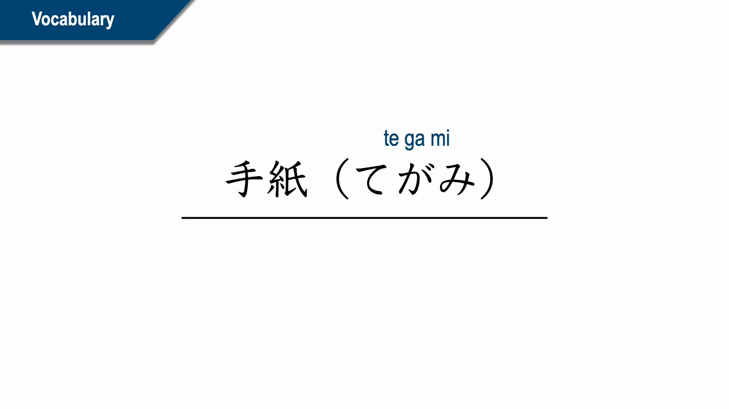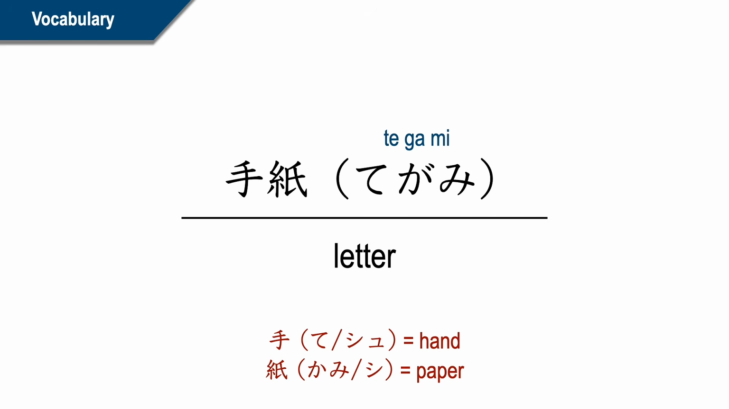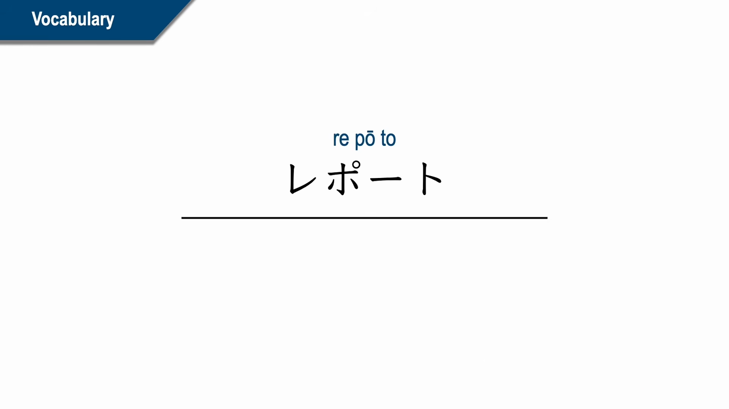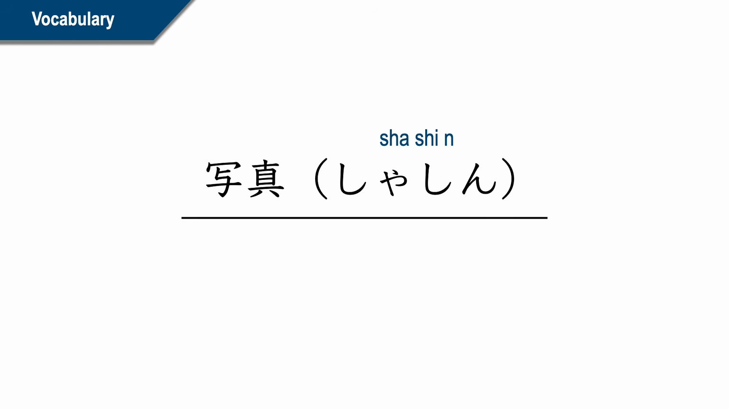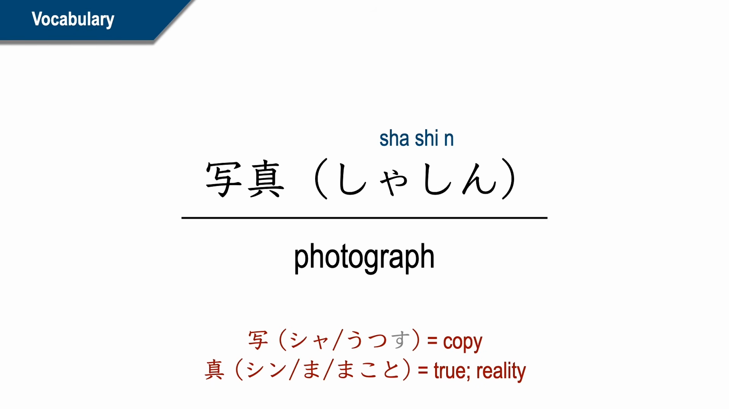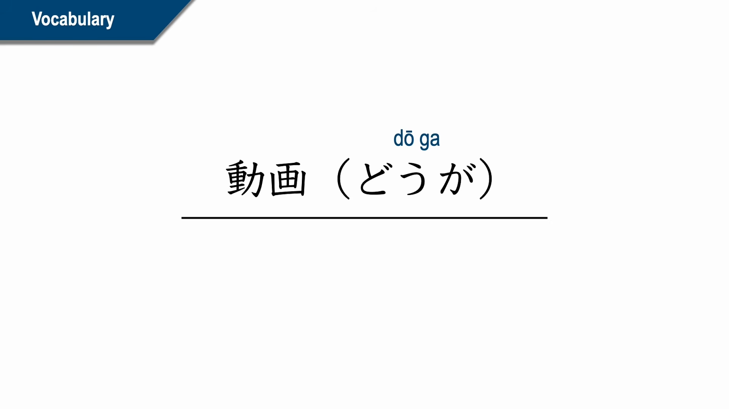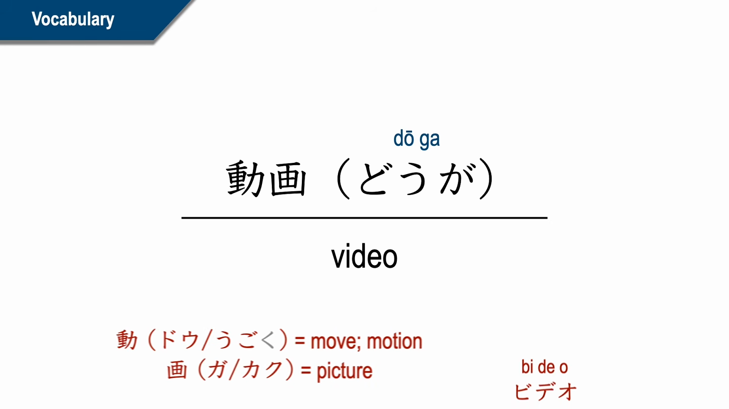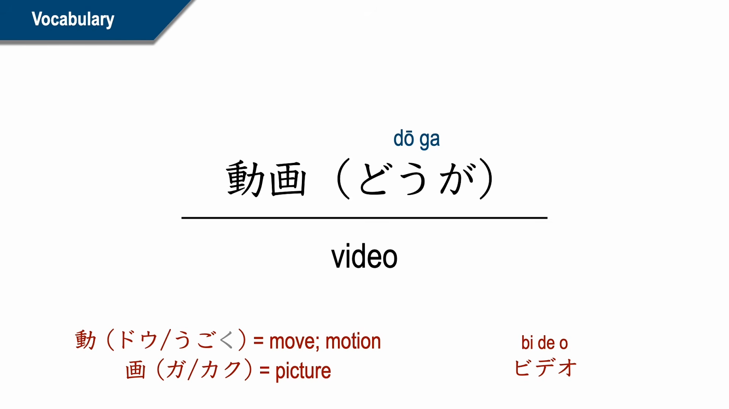手紙, letter. レポート, report. 写真, photograph. 動画, video. Video is also commonly used.